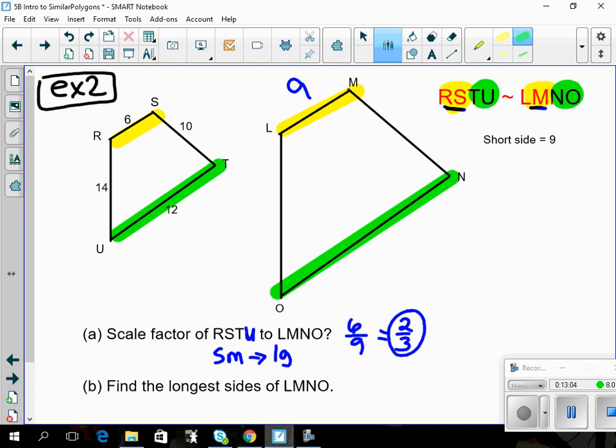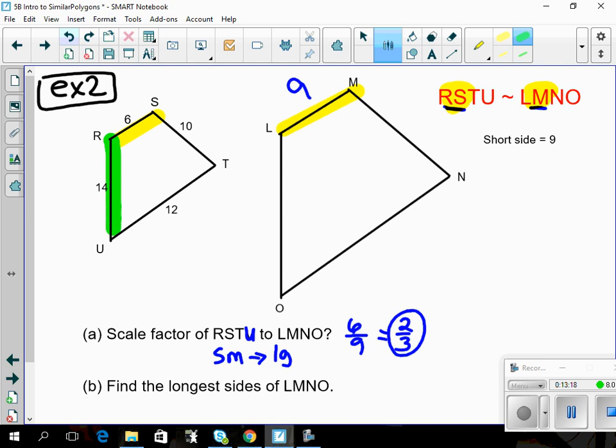Yes, sir? On the small one, it says RU is 14. Yeah, that doesn't really make sense, does it? So that's the wrong one, isn't it? It's not drawn to scale. Would you agree? So that's why it's really important that we use, so 14, it's not drawn to scale. Be careful, the picture's not drawn to scale here. So 14 is the longest one on the small side.